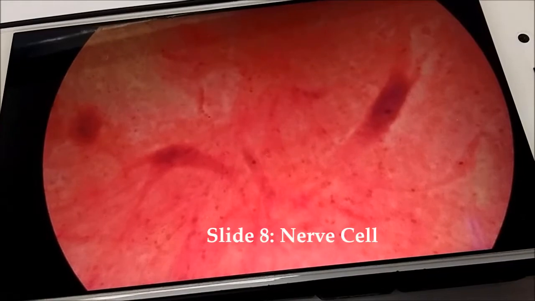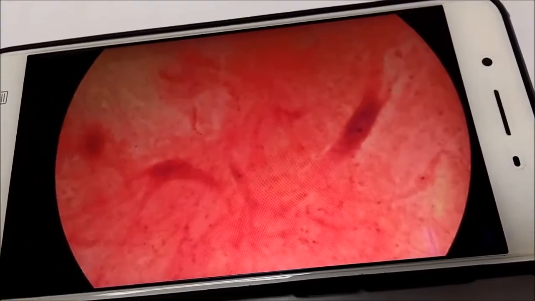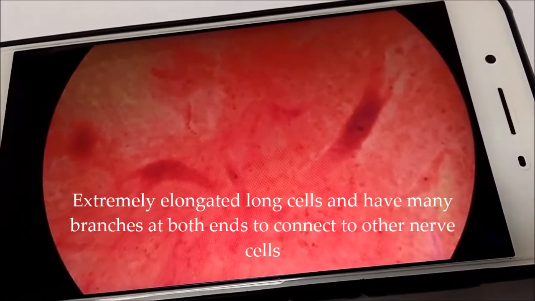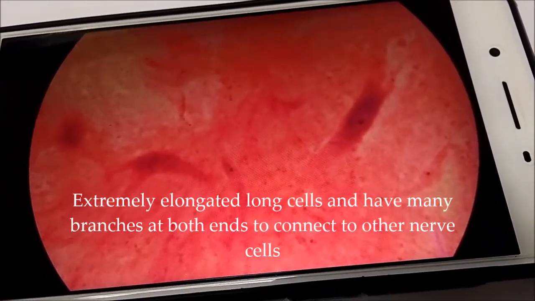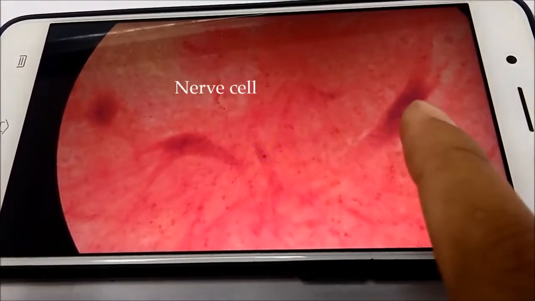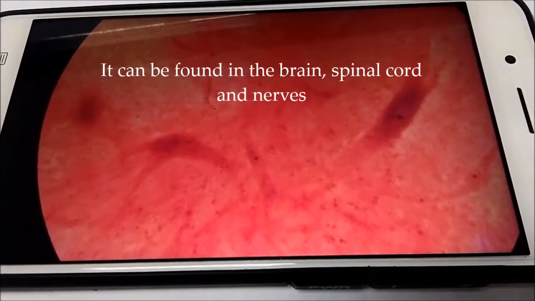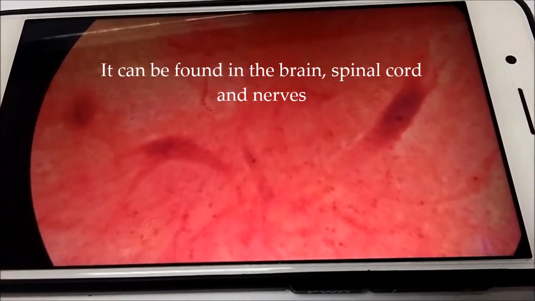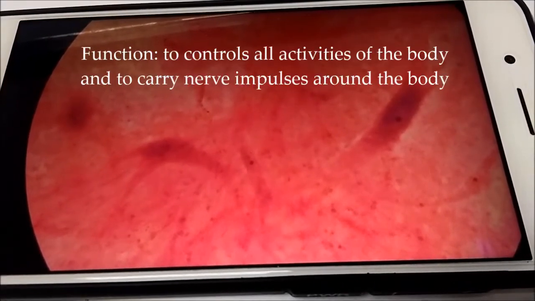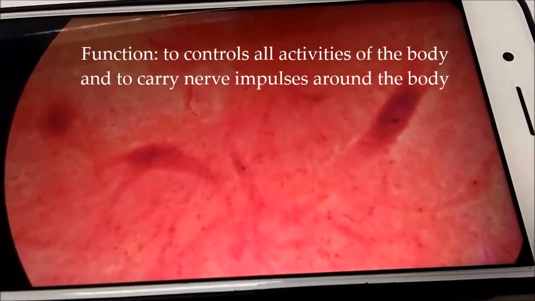The last slide is the nerve cell slide. The nerve cell is extremely elongated, and it has many branches at both ends to connect to other nerve cells. Here, this is the nerve cell, and the dotted one is the nucleus, here and here. It can be found in the brain, spinal cord, and nerves. Its function is to control all activities of the body and also to carry nerve impulses around the body.